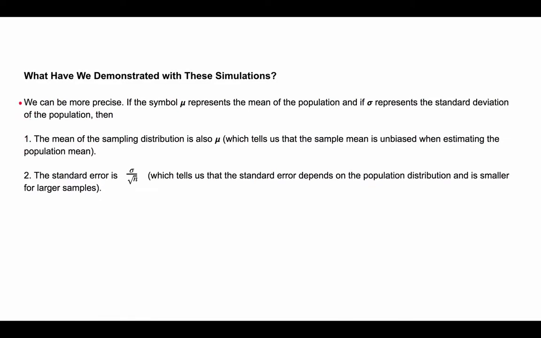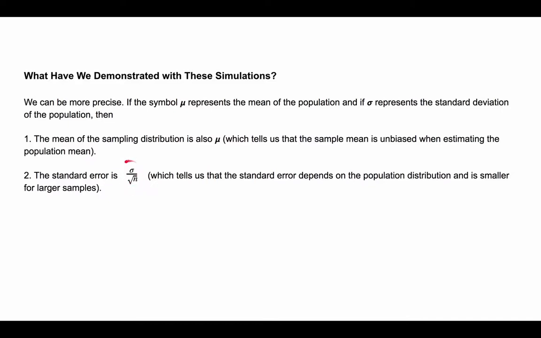We can be a little more precise when talking about this. If the symbol mu represents the mean of the population, and sigma represents the standard deviation of the population, then what we've seen is that, one, the mean of the sampling distribution is also mu. In other words, the mean of x bar is also mu, and that tells us that the sample mean is unbiased when estimating the population mean. And two, the standard error is sigma over square root of n.